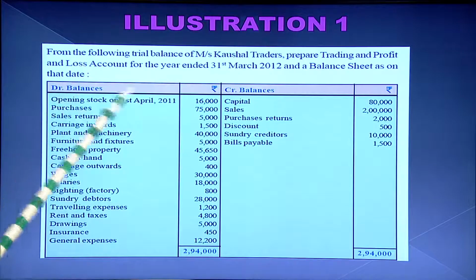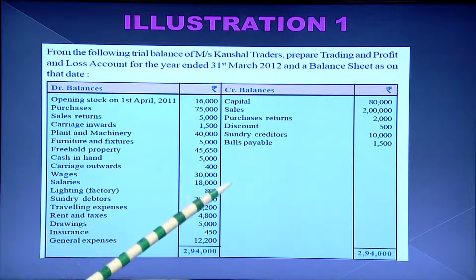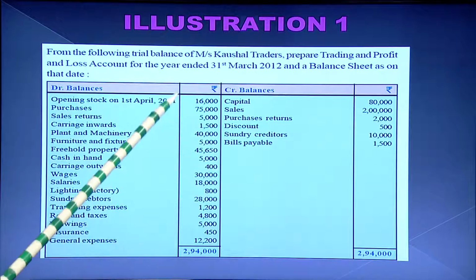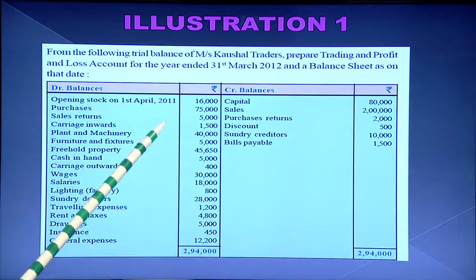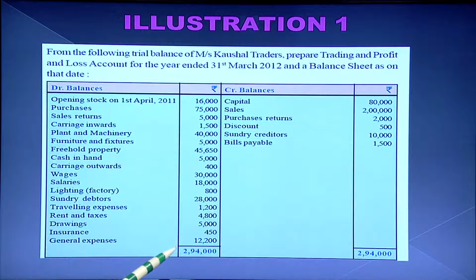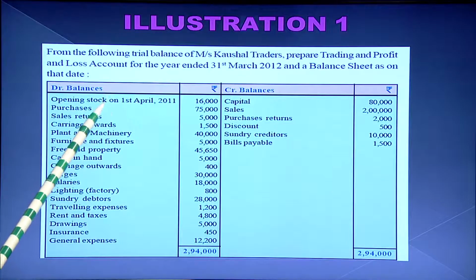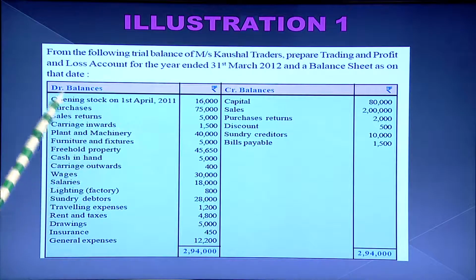So, dear learners, there are various debit balances and credit balances in the trial balance. First of all, you have to check the total of debit side and credit side, that will be equal. In this question, we see that the total of debit side is 2,94,000 and the total of credit side is 2,94,000. After that, you have to take one side, either debit side or credit side. First, we will take debit side.